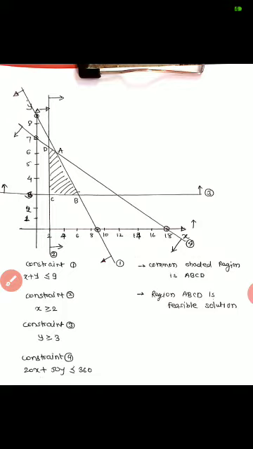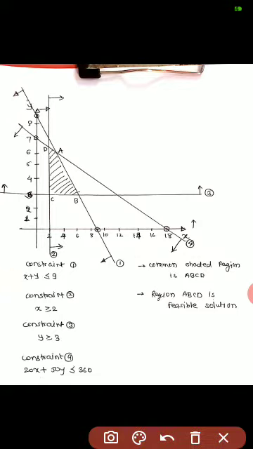For this question, this is the common feasible solution, that is, I have shown here with hatching lines, and the region is A, B, C, D. So this portion is our feasible solution. That means whatever points you take in this particular feasible region, all these points will satisfy the whole set of constraints. So that's why this is the feasible region.